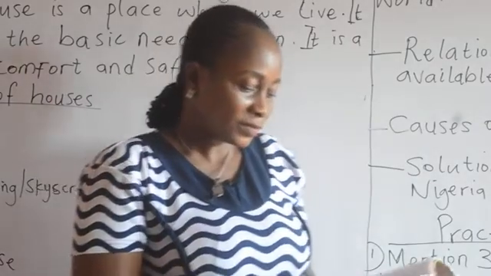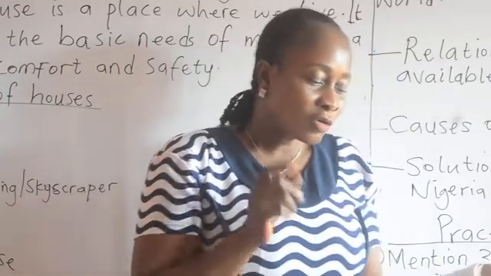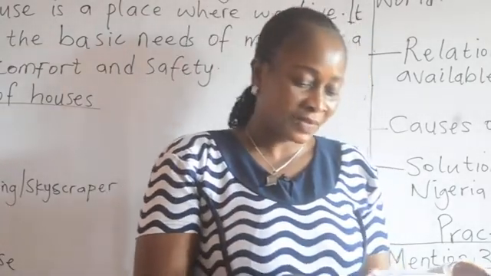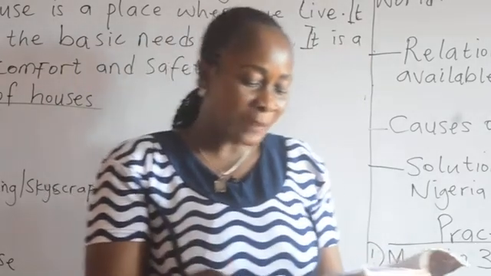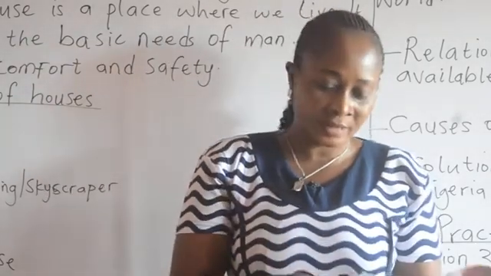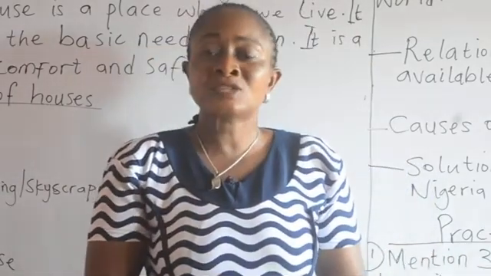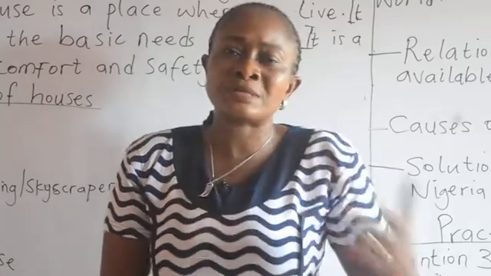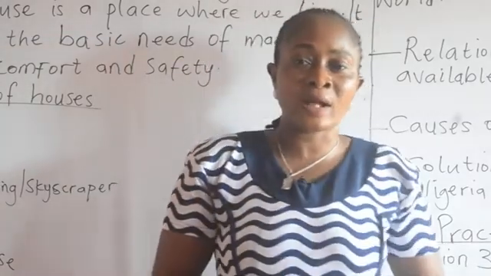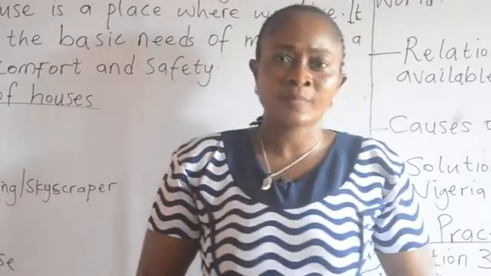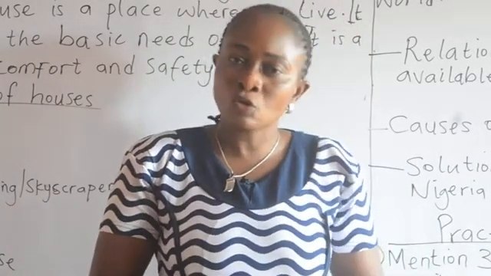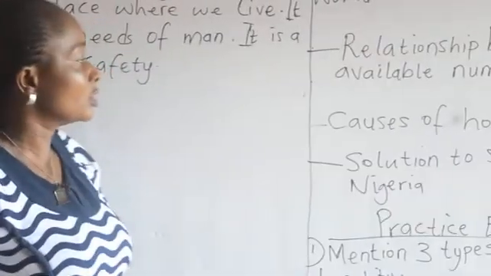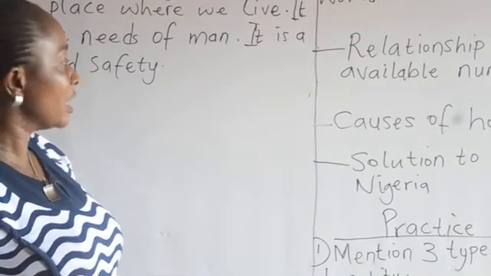And lastly, government and wealthy individuals should build low-cost houses and sell to people. The payment should be made in installments over a number of years. There are some people that are rich, they are investors, they are doing businesses. These people and government as well can buy land, build, and sell at low cost to individuals. So all of this will help to provide a solution to the problem of house shortage in Nigeria.